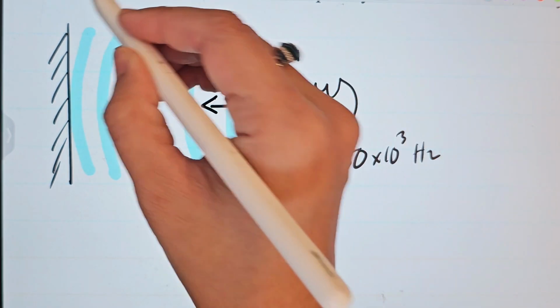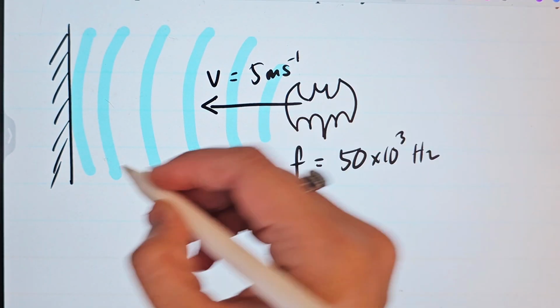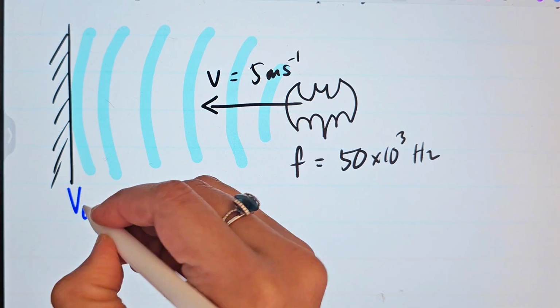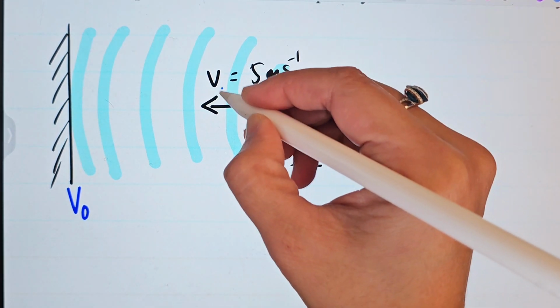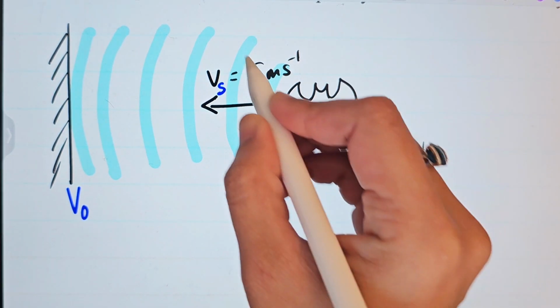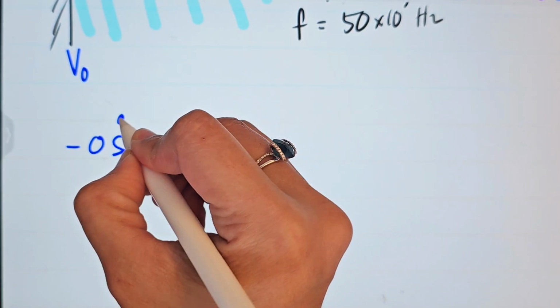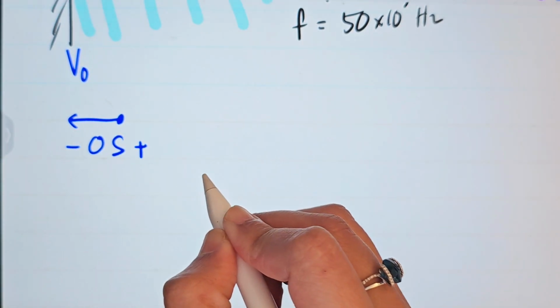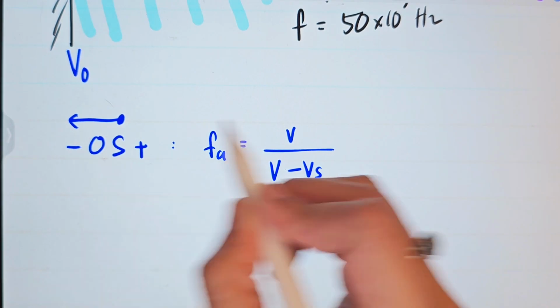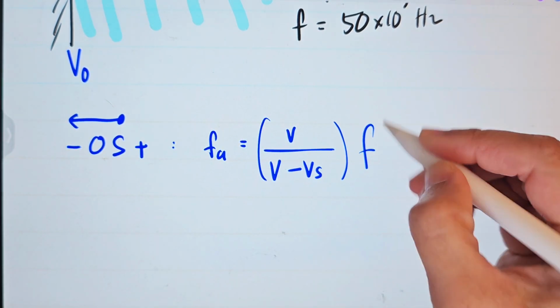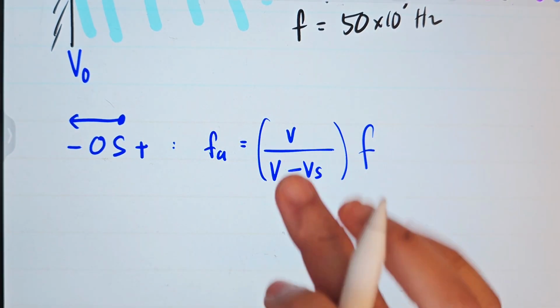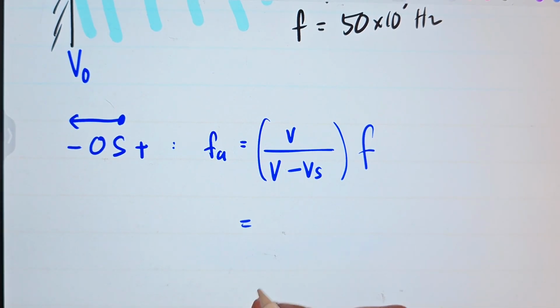Now in this case, the wall becomes the V of the observer and the bat is the V of the source. So we're going to use negative OS positive as the source is moving towards the observer. We can see it is negative. So this is our equation. But this is not the value that we're going to get later.